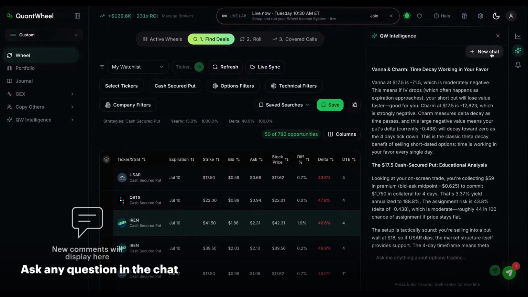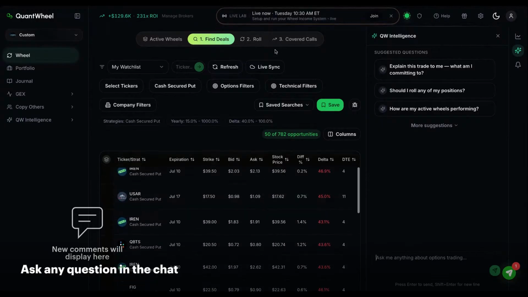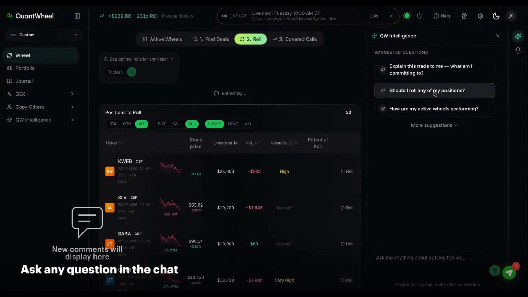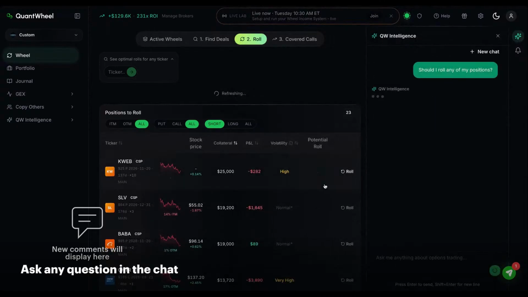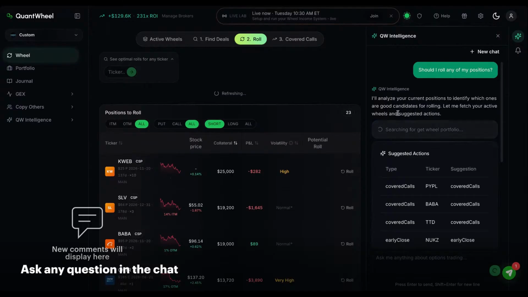Moreover, you can just ask AI anything about what you see on this screen. You can even go to a rolling section and just ask it, should I roll any of these options? Okay, it even has a preset. It's going to see basically everything you see on this screen, and then give you some suggestions.